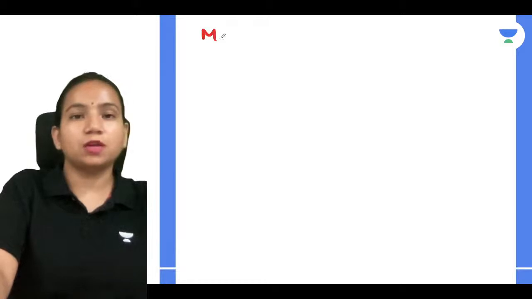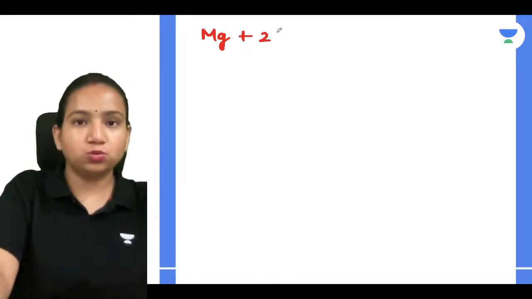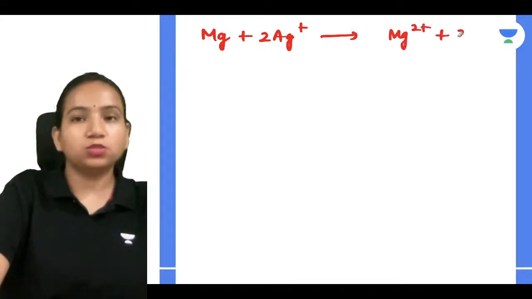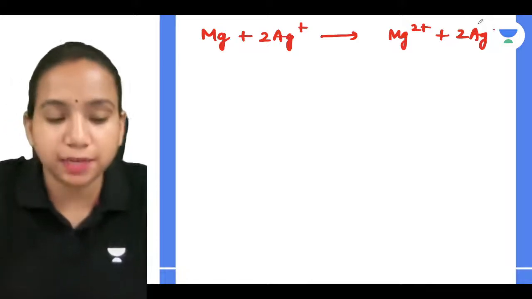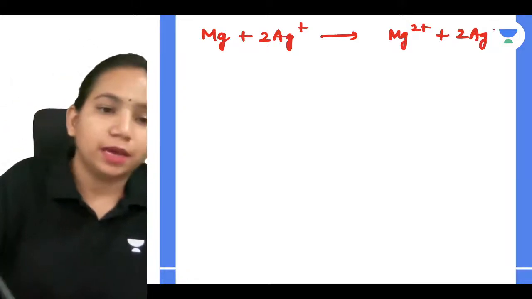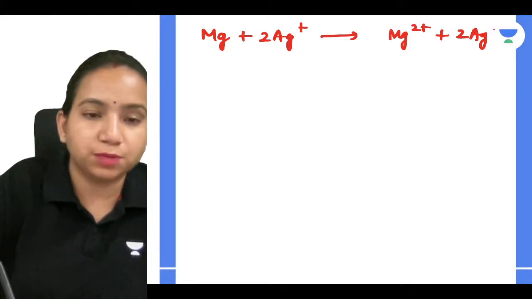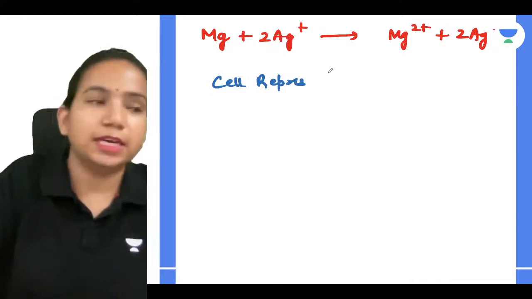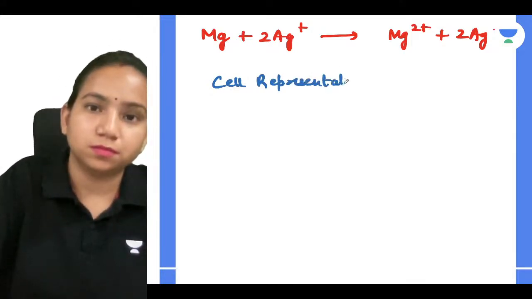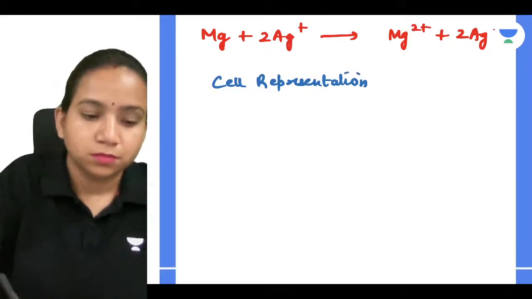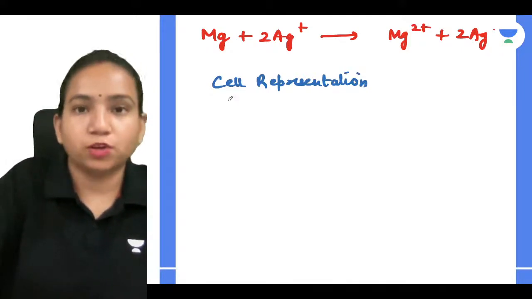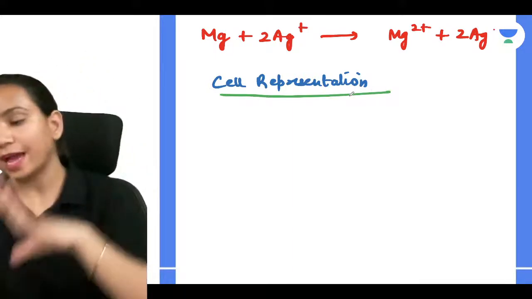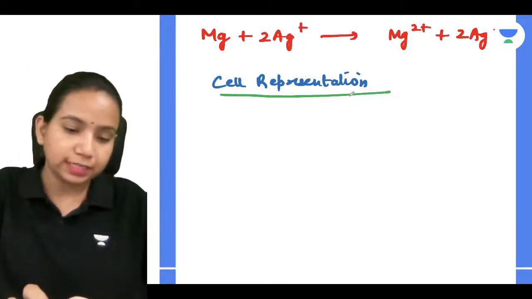So if I give you a reaction, say Mg plus 2Ag+ gives Mg2+ plus 2Ag, can all of you write the cell representation for it? Everyone should try to write the cell representation for the particular given reaction. So let's see who will be able to write it.